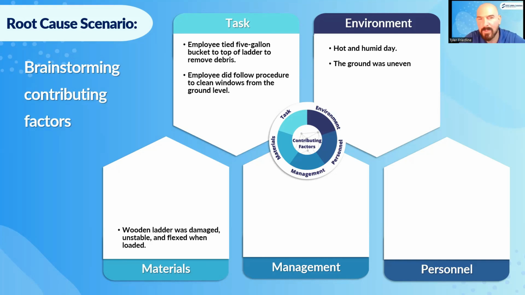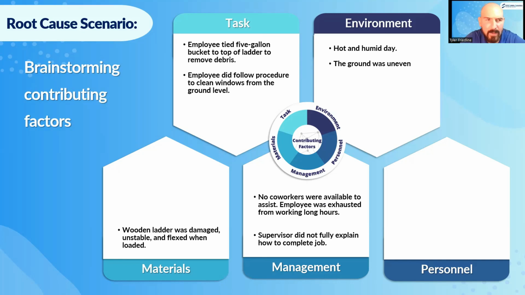How about on materials? Did you get that the equipment, the ladder, was damaged, unstable, and flexed when it was loaded? Did you get that bullet? How about management? No coworkers were available to assist. The employee was exhausted from working long hours, he had said. And I believe the CFO also said that they've been short-staffed in maintenance. Also, Brennan, right? He didn't fully explain the job, right? His mother's been in the hospital, so he's kind of been absent-minded from the work environment.